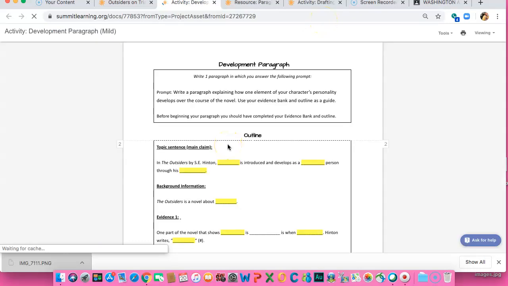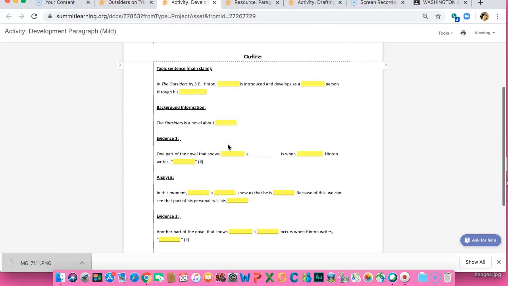this is going to be your checkpoint 2, okay? So it's going to say, in The Outsiders by S.C. Hinton, I'm going to say Ponyboy is introduced and develops as a, I'm going to say a strong person through his actions and thoughts, because we get to tap into those. You're going to give me a little bit of background about what The Outsiders is about. It's about a group of teenagers that was in the early 1960s that got into a lot of trouble after one night of what was supposed to be fun, right?